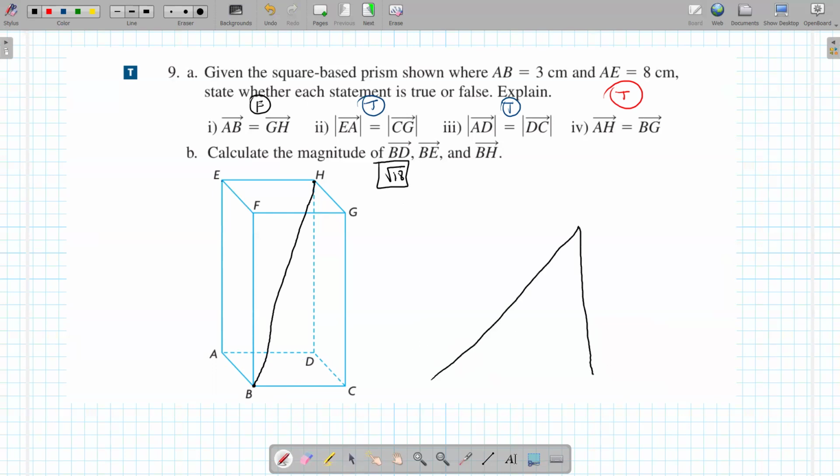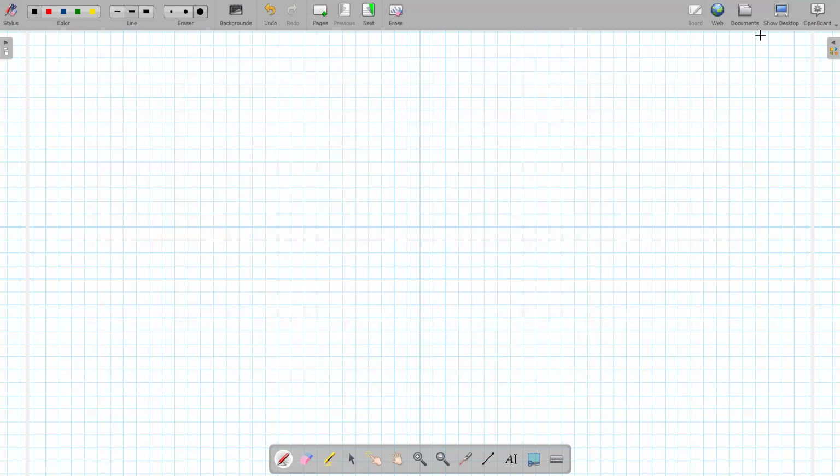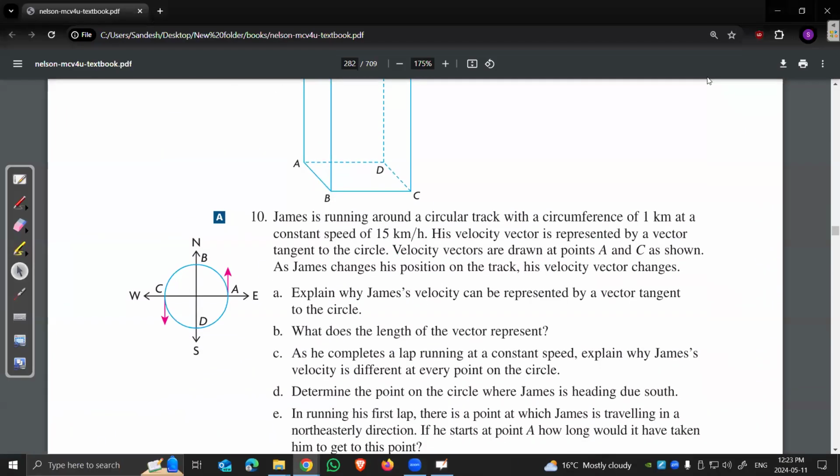That triangle, we're looking for BH. This is BD, which we know is root 18. And DH is 8 units. So BH is going to be root 18 squared, so that's just 18, plus 8 squared, that's 64. What's that? Square root of 82, whatever that is. 9 point something. And you're done. Cool? So you're just trying to find patterns. That's what it is. It's pretty simple, honestly.